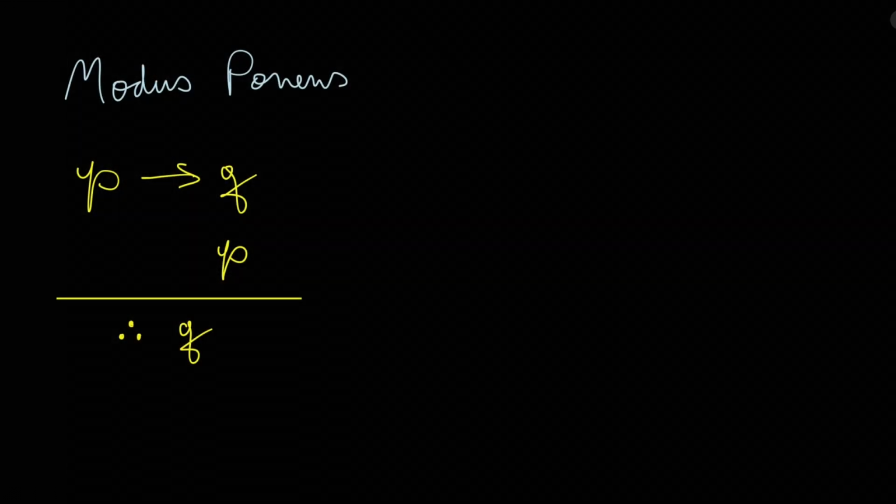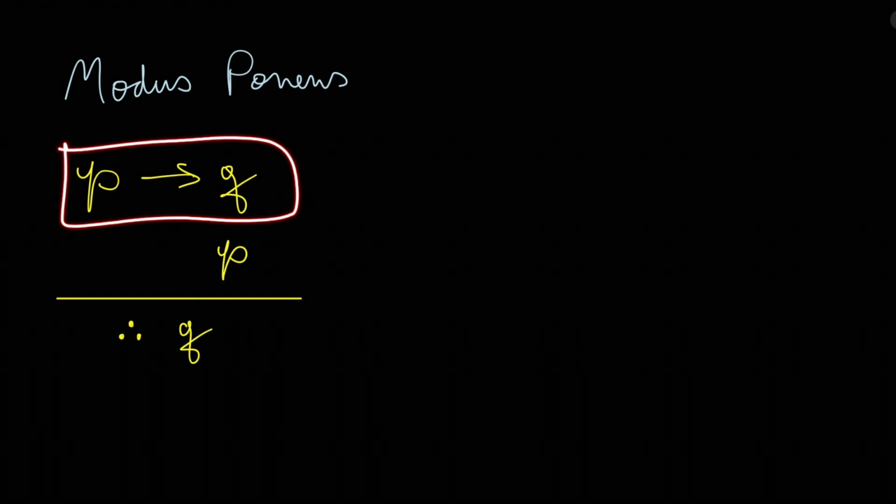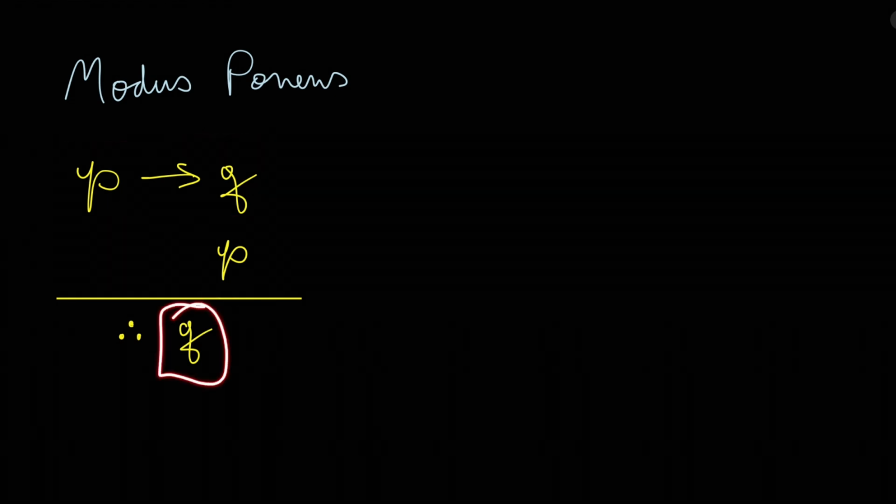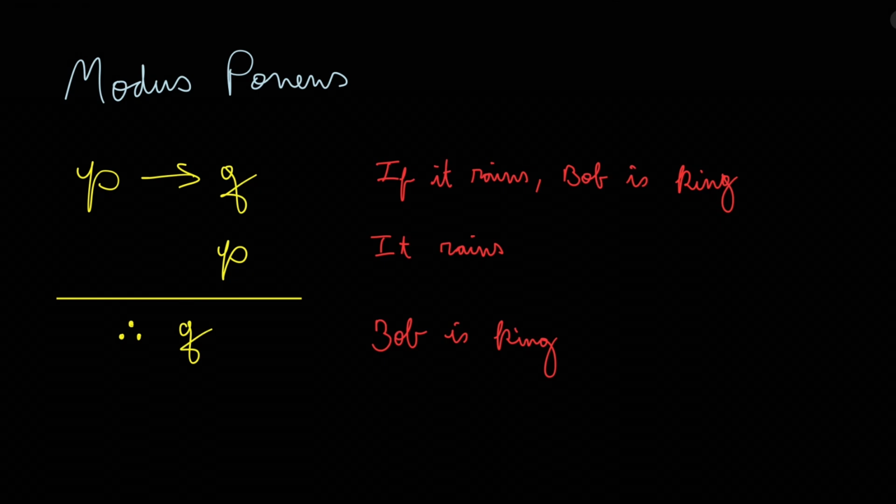First one is modus ponens. What it says is, if P implies Q is true and P is true, then you can conclude that Q is also true. For example, if it rains, Bob is king. It rains, therefore we can conclude that Bob is king.